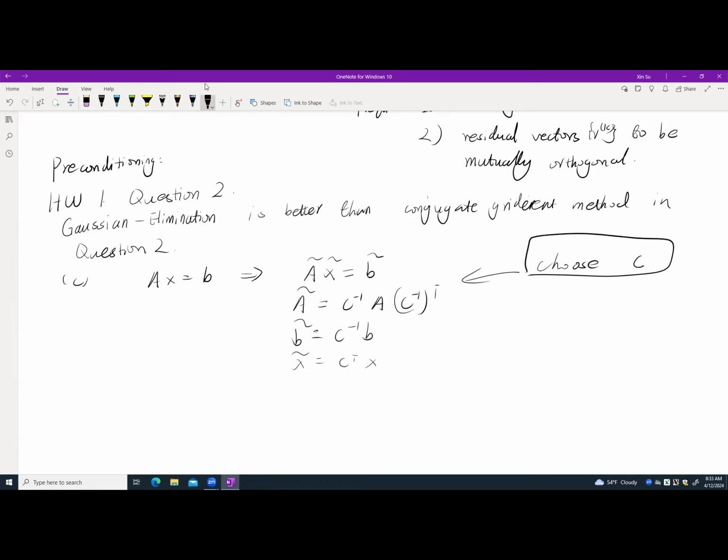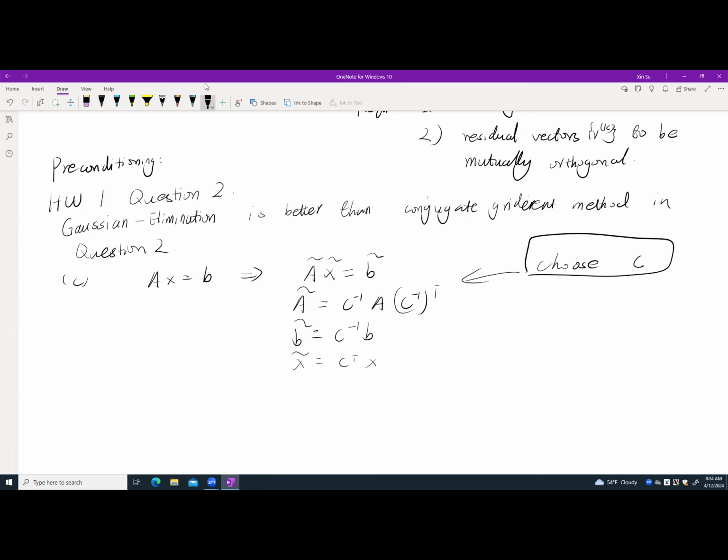If you go back to take a look at the condition number there, you will find out that, okay, if you are doing some rounding off here, the error could be propagated as well. So here in question 2, if you take a look at the condition number, I think the condition number for A is way greater than 1. So what we are going to do is to choose one C to let the condition number of the A tilde be close to 1. You can check the condition number in homework 2, question C as well.